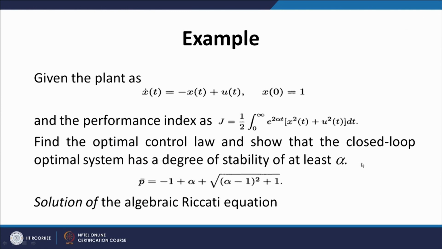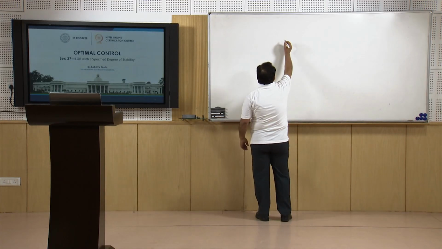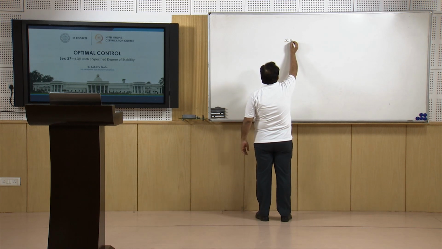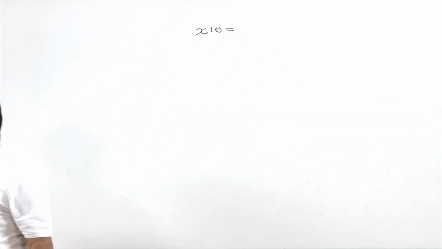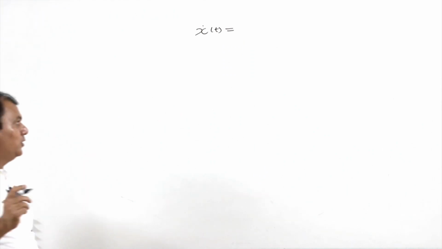So, my system is x dot of t equal to minus x t plus u t.